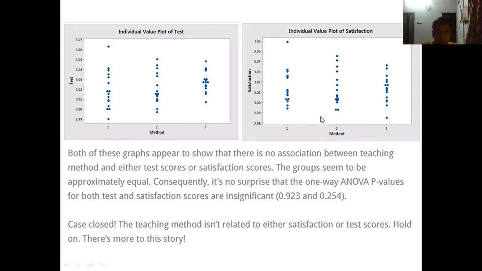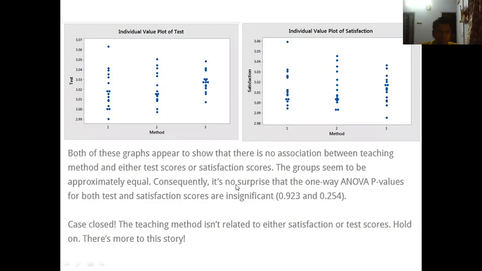Similarly, here also you can see that the points are very much scattered in all three teaching methods. So you cannot say that for the first type of teaching method the satisfaction level is low, or for the second type the satisfaction level is very high, or for the third type the satisfaction is moderate. You cannot say this because there is no such specific pattern in both the graphs.